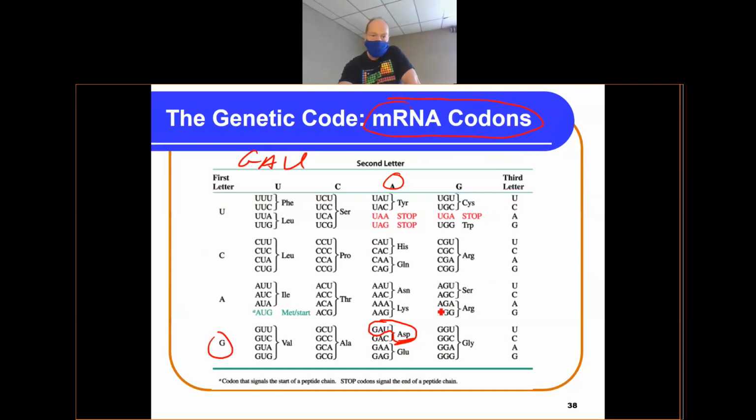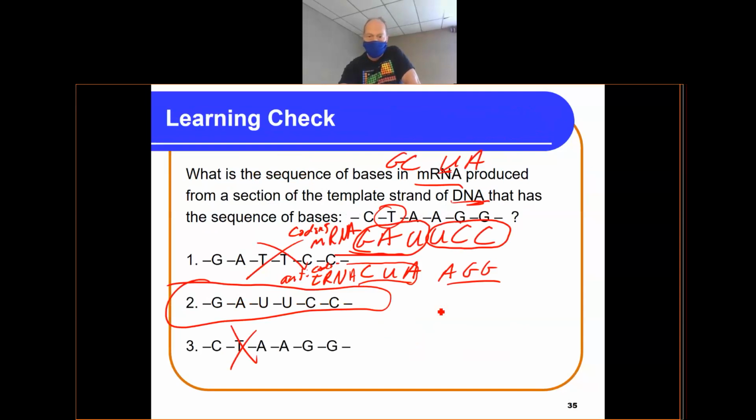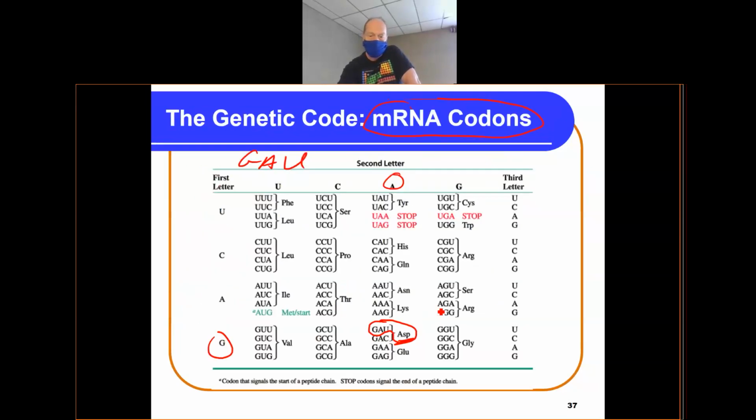Then you have your second one, which is UCC. You find UCC on your codon chart, and that is SER. Again, you do not have to know what SER stands for, but your two amino acids would be ASP, then SER. And this bond here is your peptide bond to connect your amino acids.